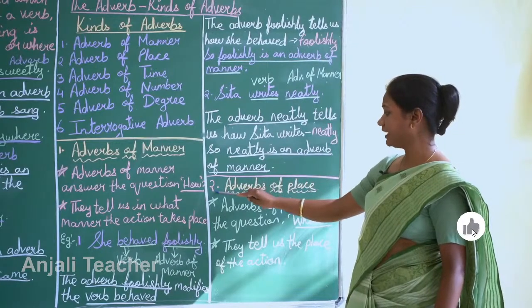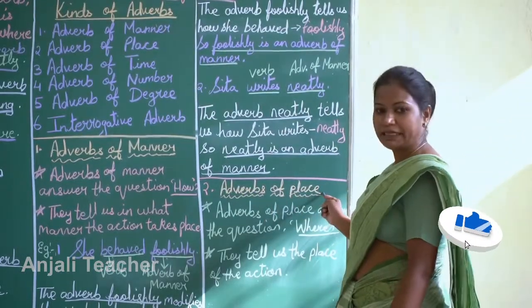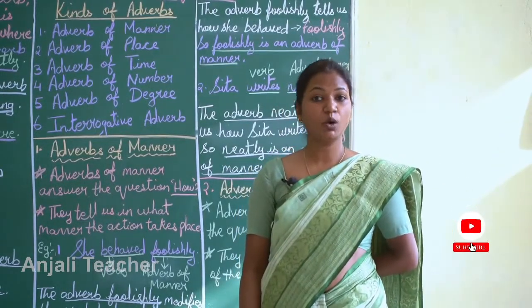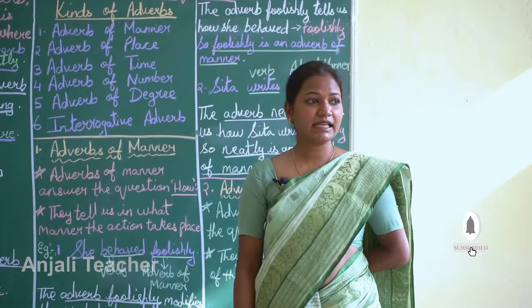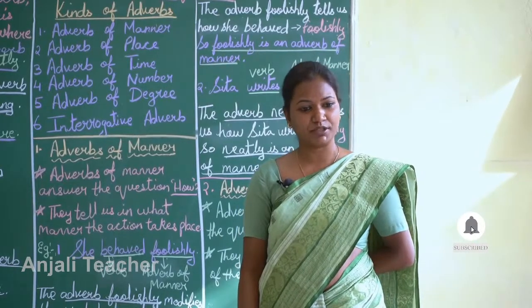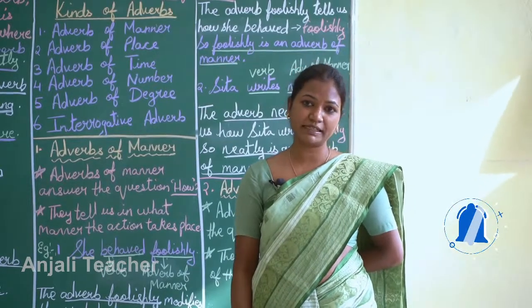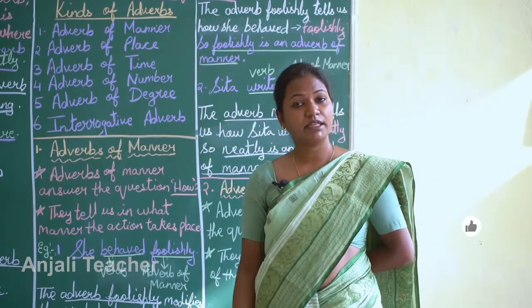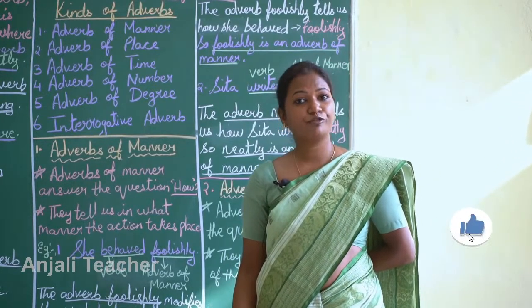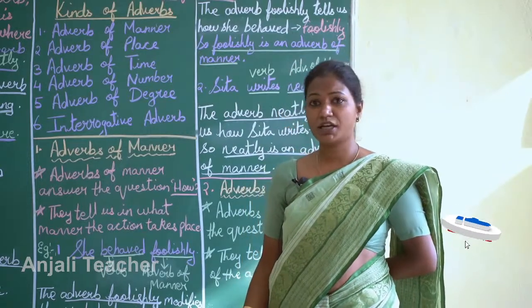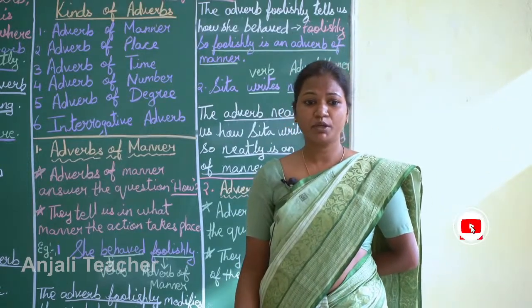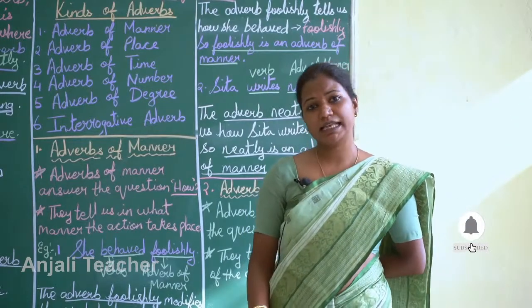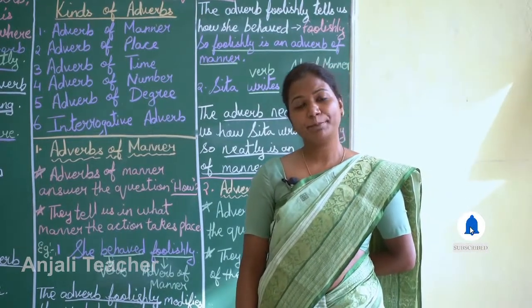Now we come to the second one, adverb of place. Adverbs of place answer the question where. They tell us the place of the action. Some adverbs of place are outside, here, everywhere, there, out, forward, up, down, inside, nowhere, near, far, in. These are examples of adverbs of place.